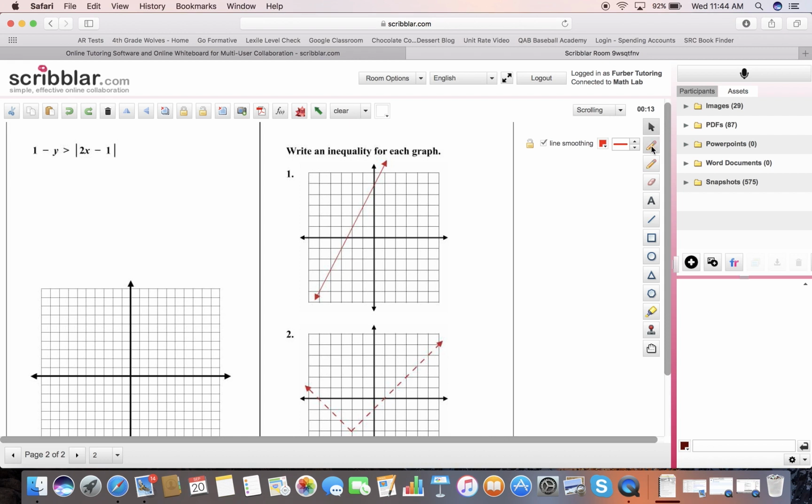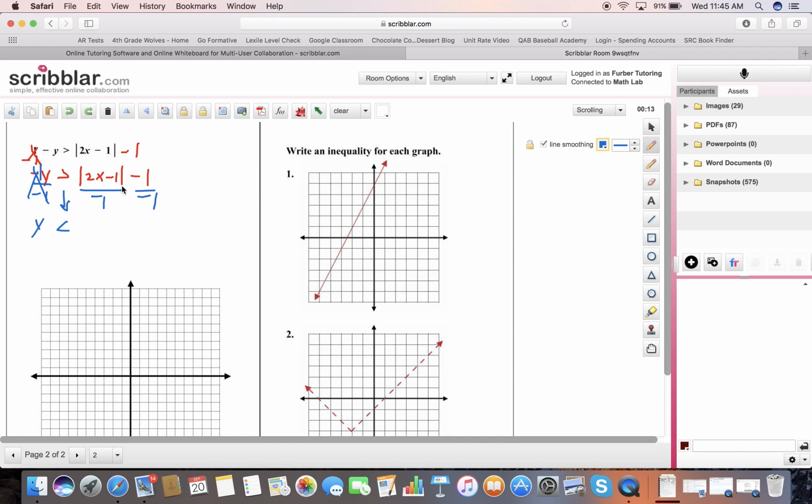I'm going to move the 1 to the other side first. So I'm going to get negative y is greater than the absolute value of 2x minus 1 minus 1. Now, you can't have a negative variable, because remember that means negative 1y. So I have to divide by a negative 1 to get my solution. Now, that's going to make the sign flip, right? Because anytime we divide by a negative, the sign flips.